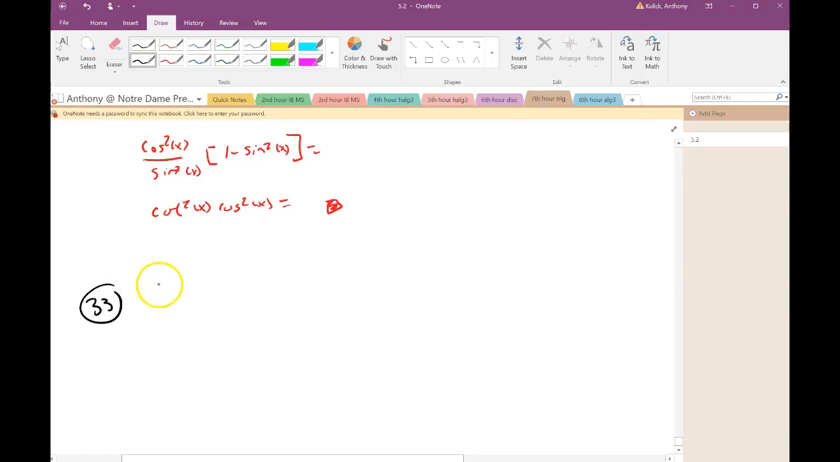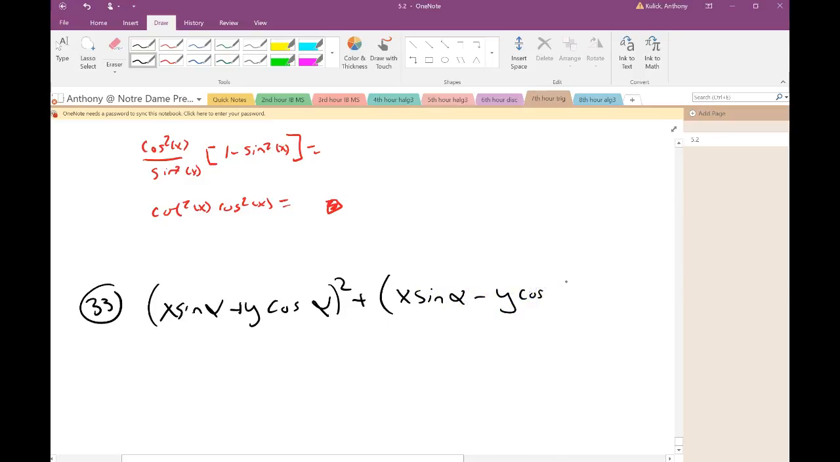So this is x sine alpha plus y cosine alpha, squared, plus x sine alpha minus y cosine alpha, equals x squared plus y squared. This is almost the same problem as number 21. So I'm going to do it the same way. I'm just going to start by foiling these two out.